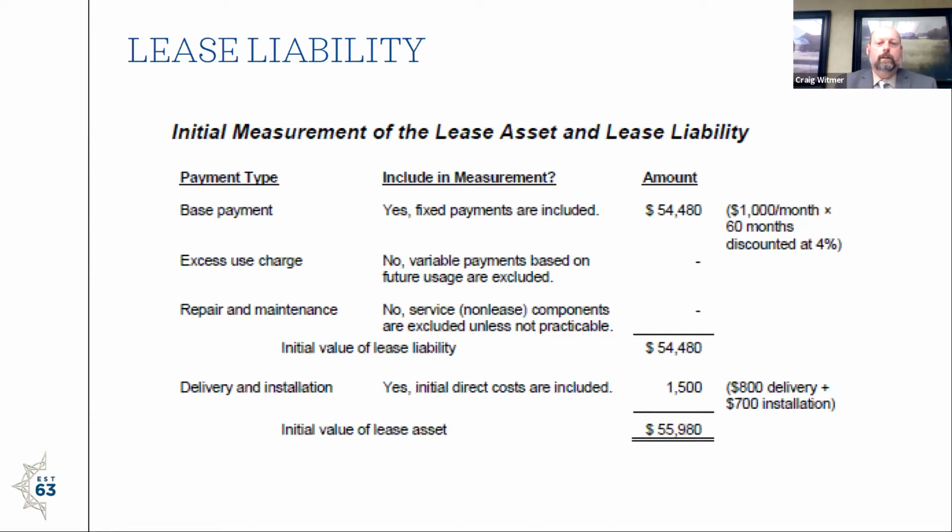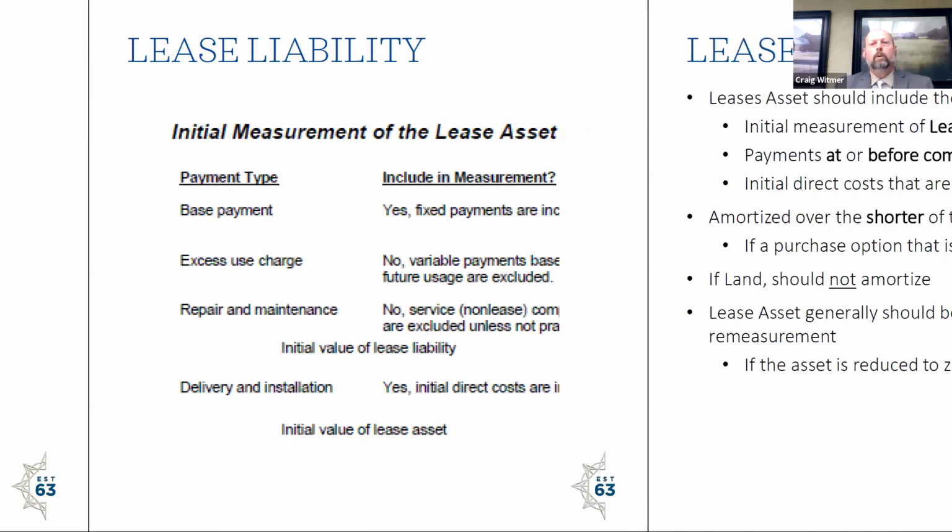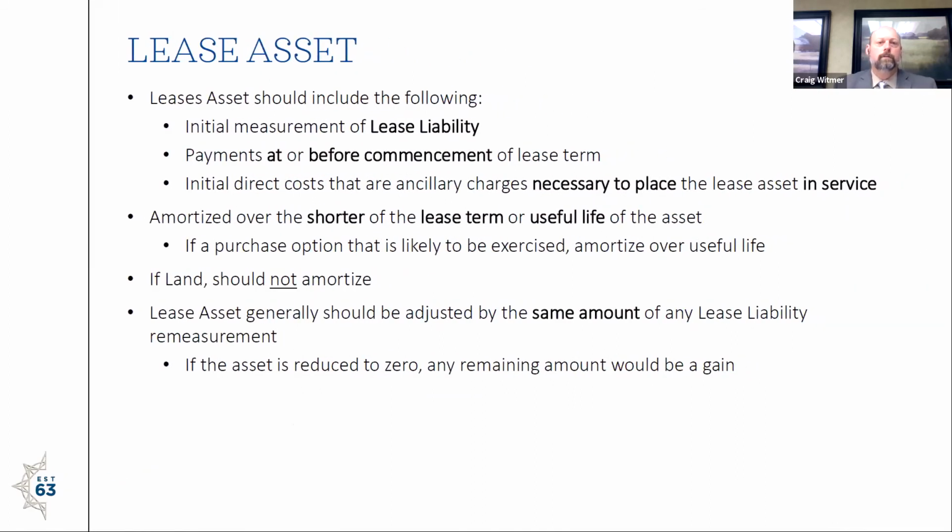So that gives us our initial value of the lease liability in this example. And then, how do we get to the lease asset? Here you may add on a few things to that lease liability to get to the lease asset calculation. We have delivery and installation costs, and other initial direct costs that are included to put the lease asset in service. Those items are going to be added on to get to the initial value of the lease asset.